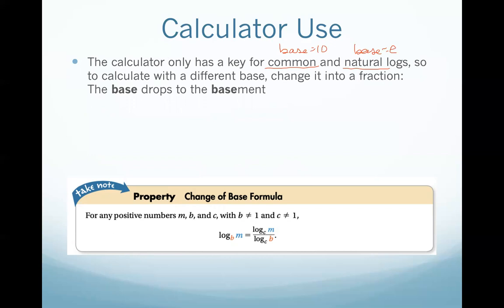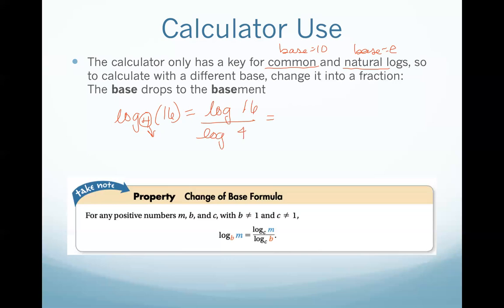So let's look at, we saw earlier, log base 4 of 16. If I want to calculate this on my calculator, what I'm going to do is take the 4 and drop it down into the denominator. It becomes log of 16 divided by log of 4. Now I didn't have to choose a common log. I could have chosen the natural log. This is also the same. They're all equal to the natural log of 16 divided by the natural log of 4.